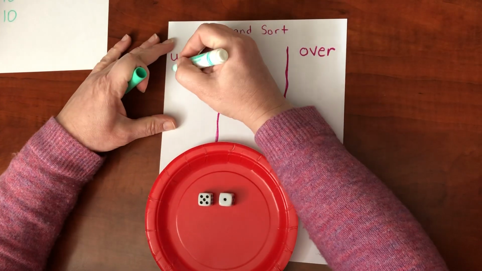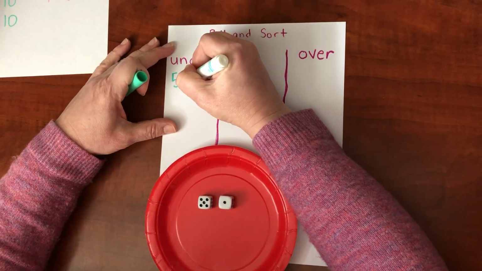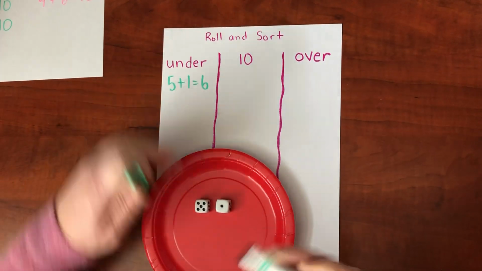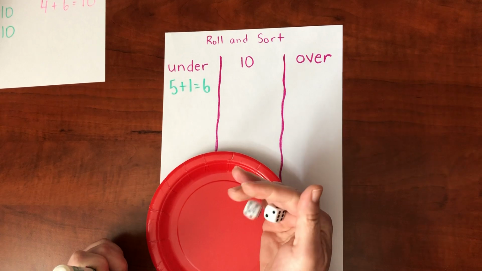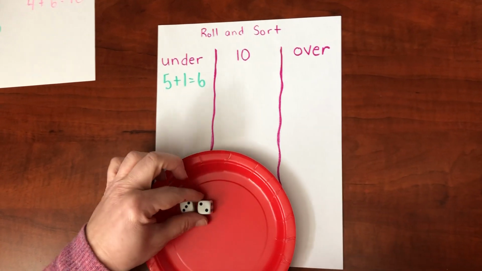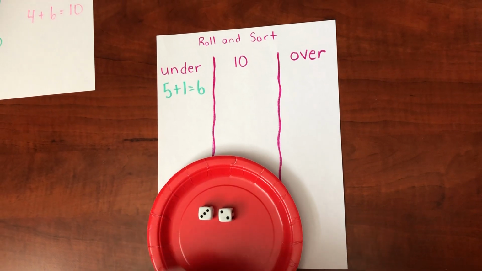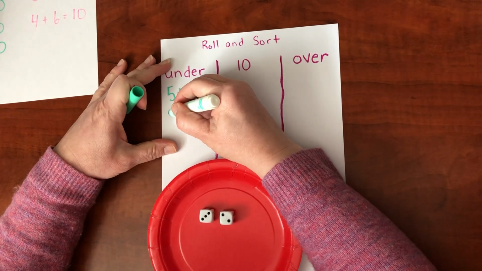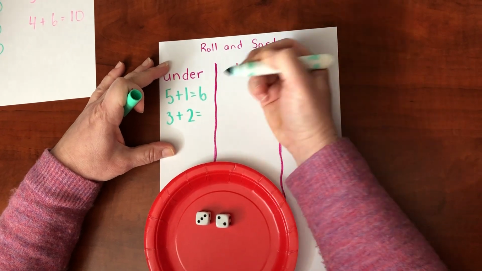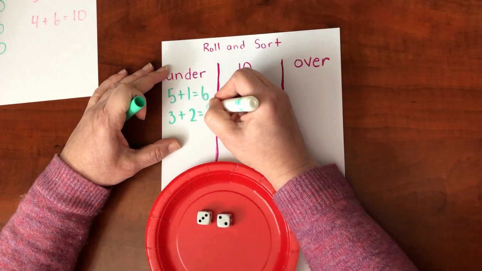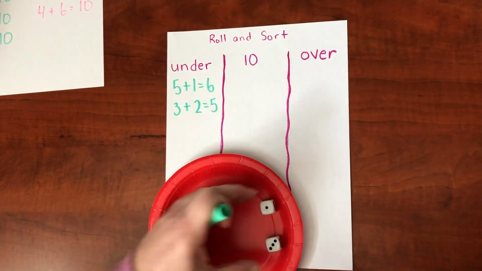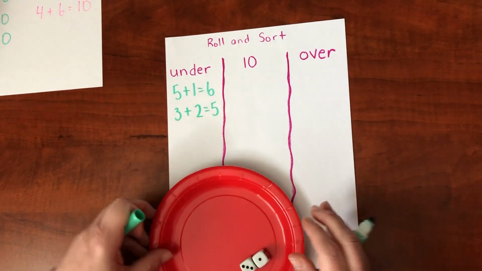And I'm actually going to write it. 5 add 1, 6. Okay, so I'm going to roll again. Okay, this time I'm looking at 3 add 2. 3 add 2, that's almost a double. 3 add 3 would be 6, so 3 add 2 is 5. Roll again. 3 add 1.